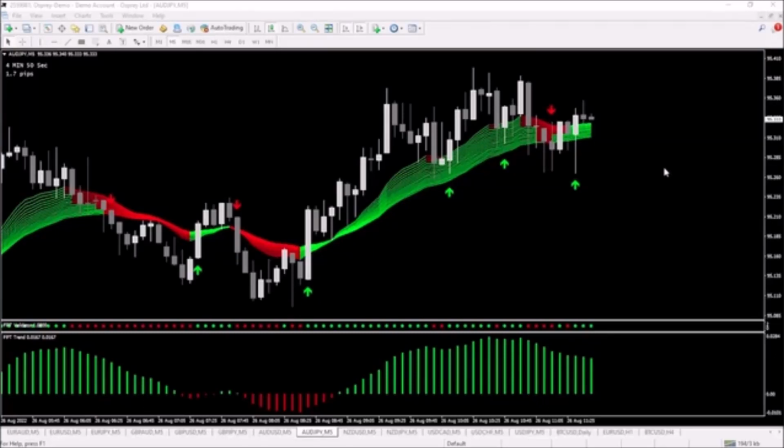Hey there, we are looking to go long. This is the Australian dollar, Japanese yen. I'm looking at the 5-minute time frame, and I did get this signal to go long on this candle.